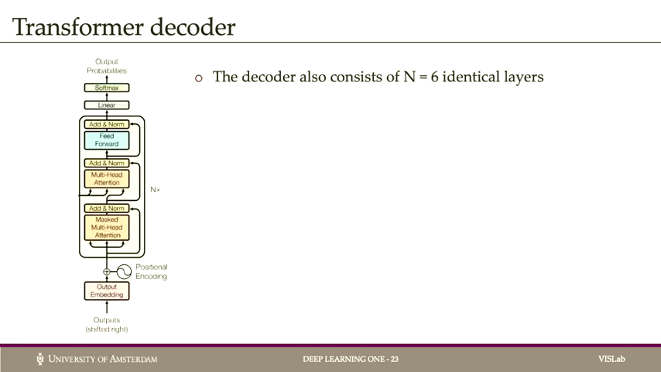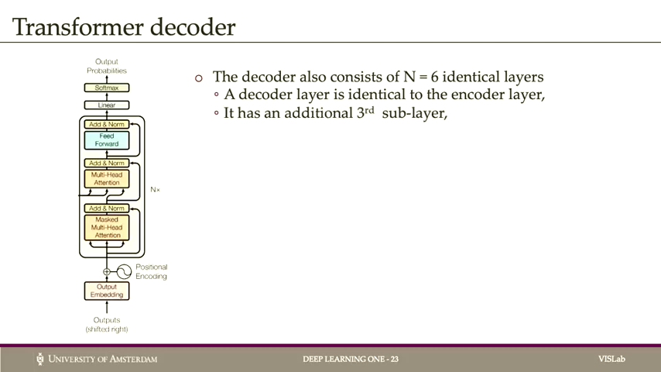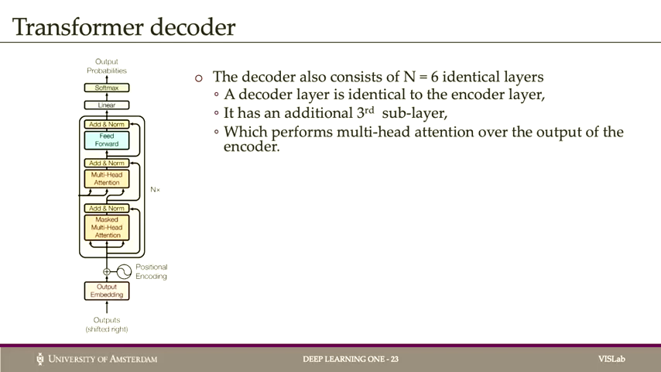And then we have the decoder. Again, it has 6 layers, and one layer in the decoder is pretty much identical to the encoder layer, with just one more sublayer. And that's this sublayer, which performs attention with respect to the output of the encoder. As you may remember from the previous slides, in the encoder-decoder structure, the decoder is accessing the encoded states of the encoder, right? So this additional sublayer is doing that. It looks at what the encoder produced.